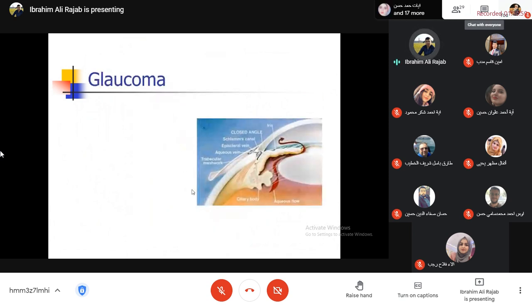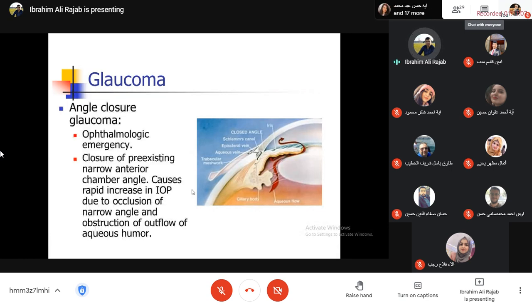Another major cause of red eye is acute angle closure glaucoma. In acute angle closure glaucoma, there will be a blockage to the drainage of the aqueous.